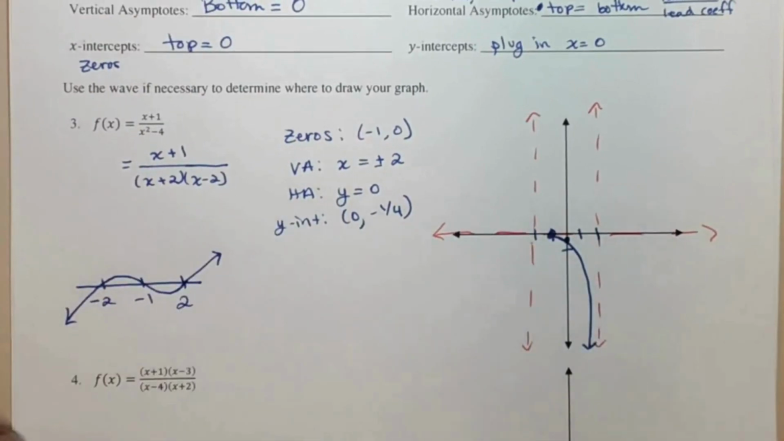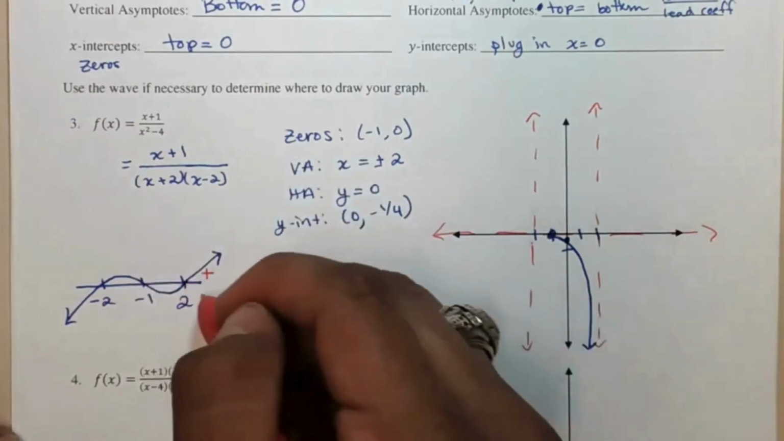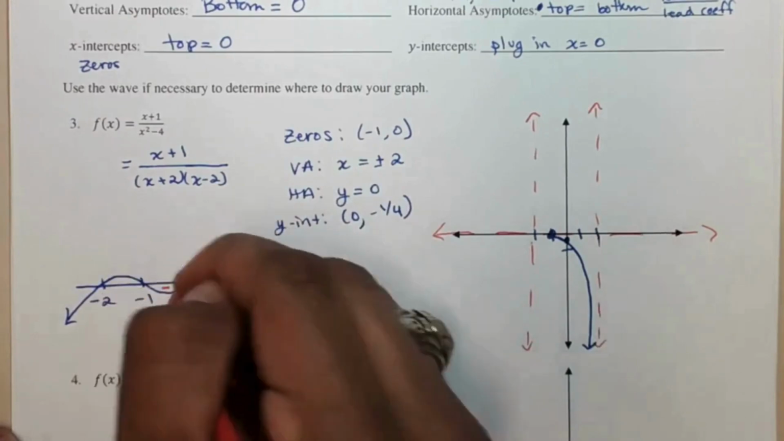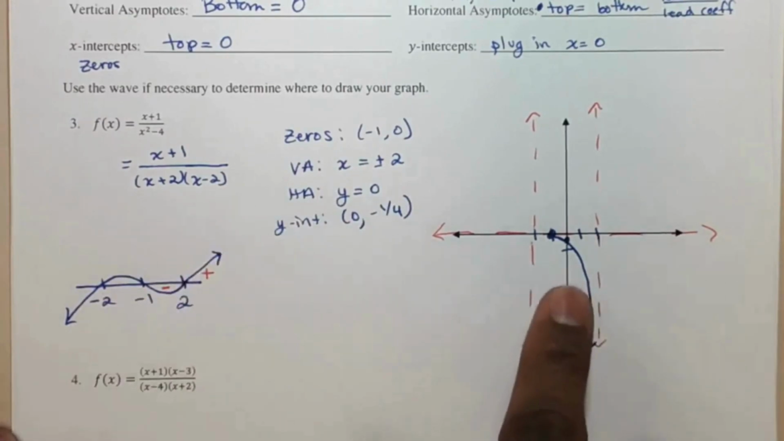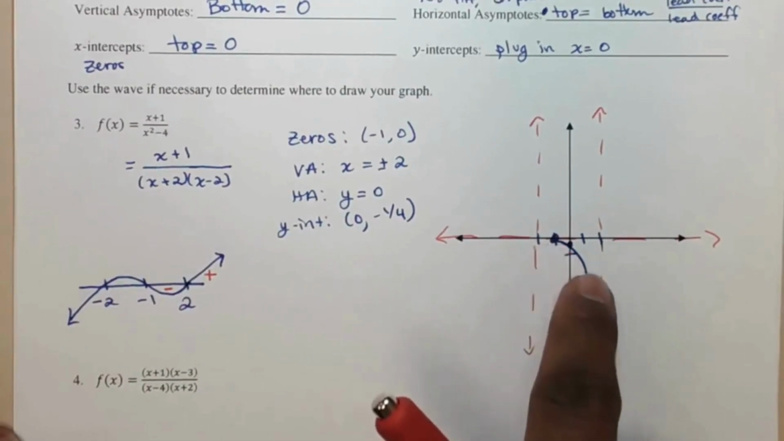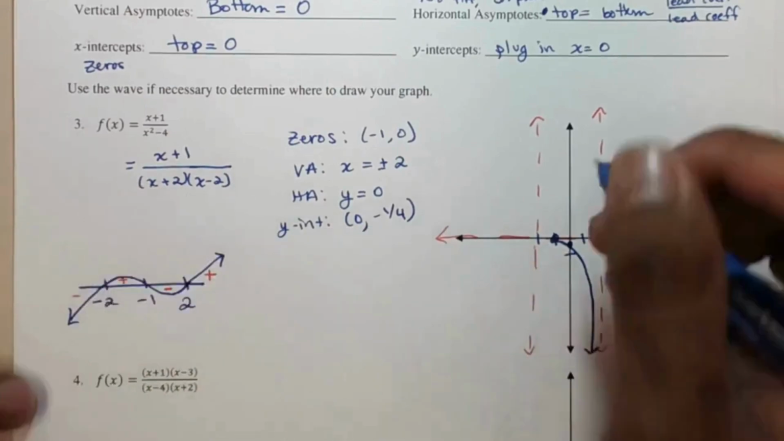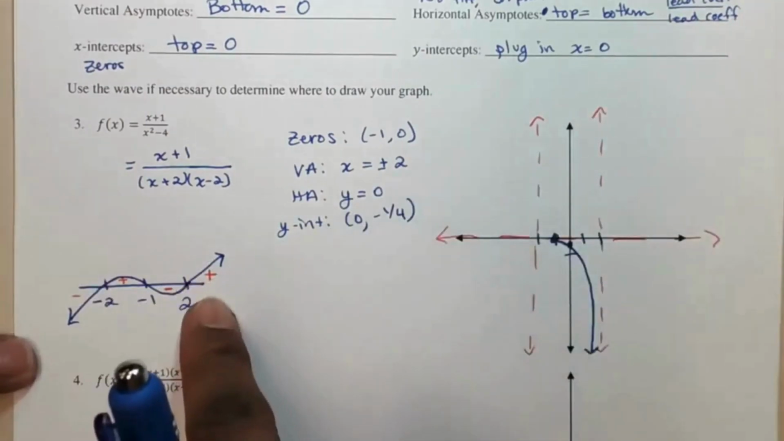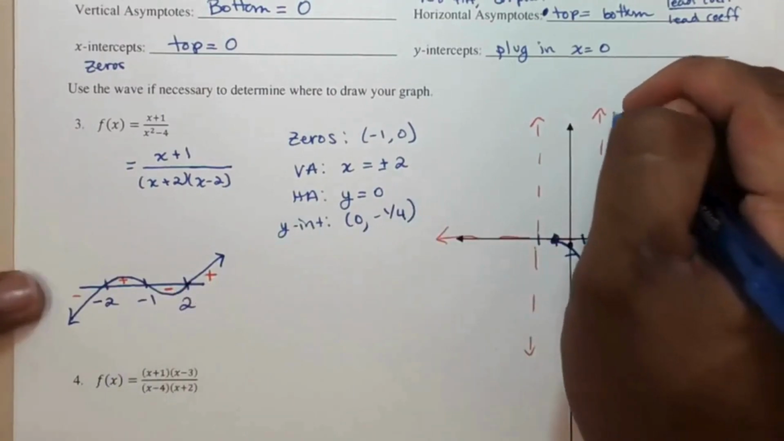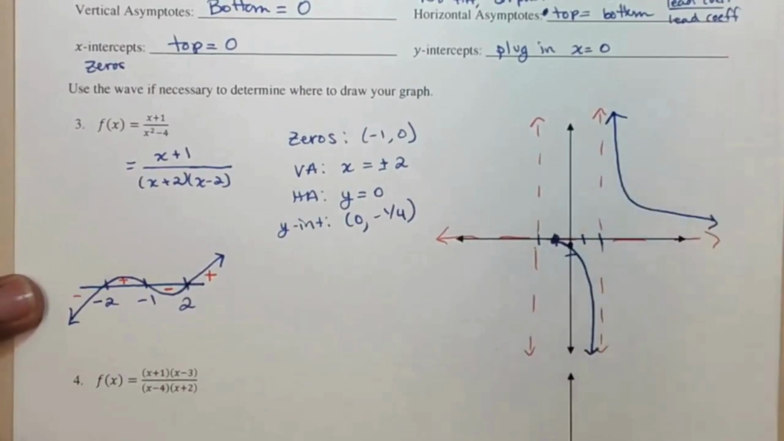This wave is telling me that my y values are positive to the right of 2. They're negative between negative 1 and 2, which makes sense, since my y values are all going to be negative between negative 1 and positive 2. It's positive up here and negative here. So if it's positive to the right of 2, our graph looks something like this, and it's going towards those asymptotes.